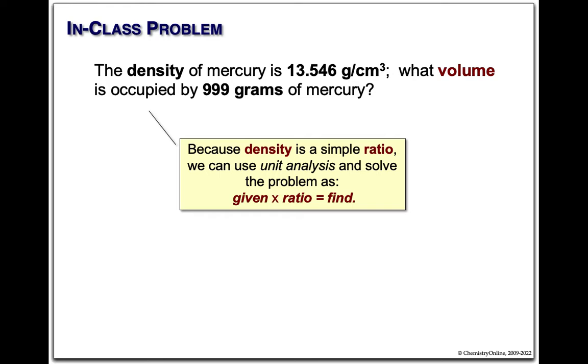Density of mercury is 13.5. We have 999 grams. What's the volume? Set it up using given, ratio, and find. Go ahead and write down your equations. Our given is going to be our 999 grams. Our ratio is our density.